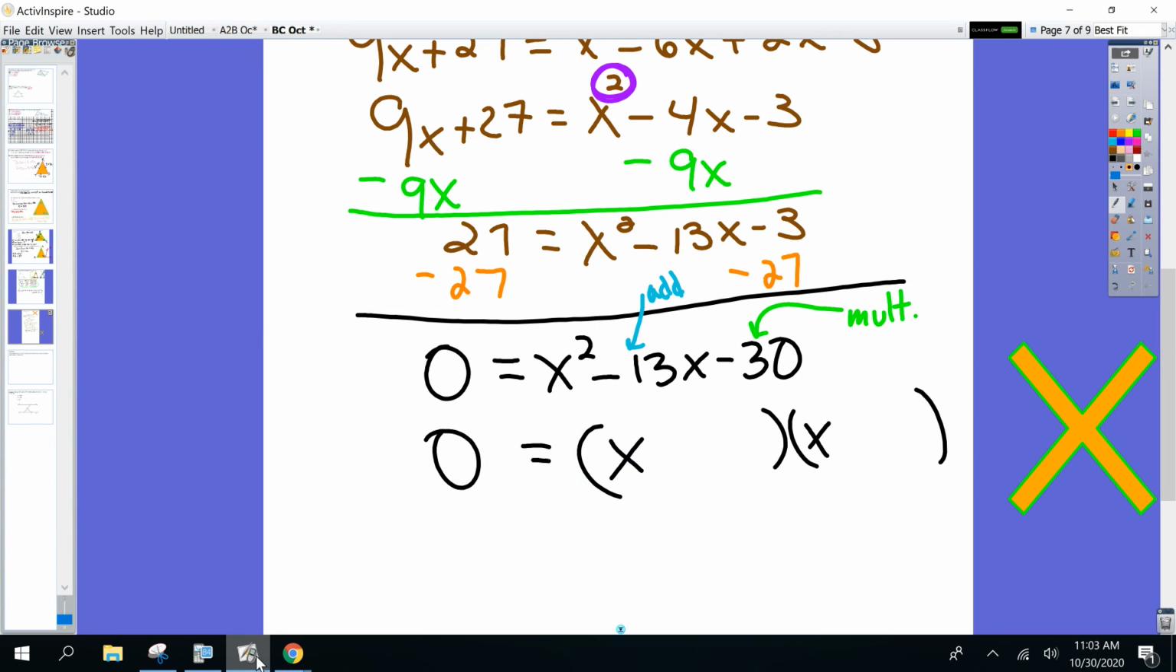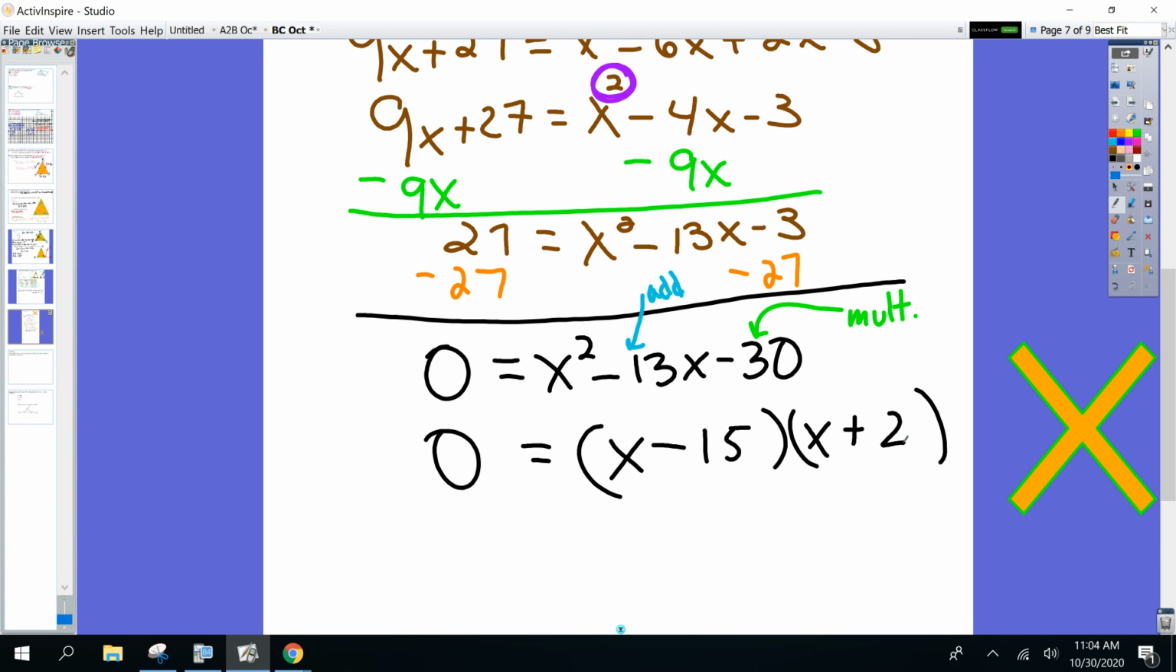Got those numbers? Negative 15 and 2. Was it really that bad? Was it really that painful, guys? Negative 15 and 2. If some of you guys thought 10 and 3, I get it. They multiply to 30 and you could get a 13, but not with those signs. I can't do 10 and 3.